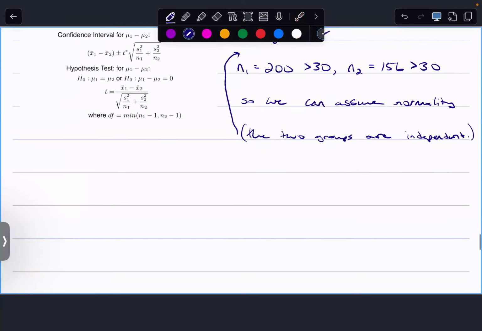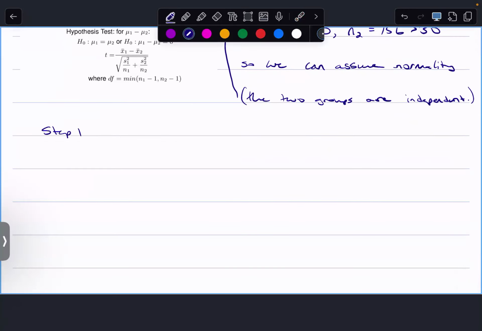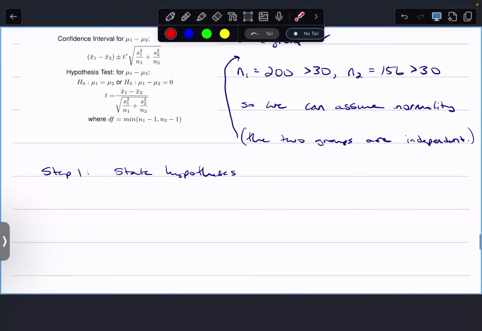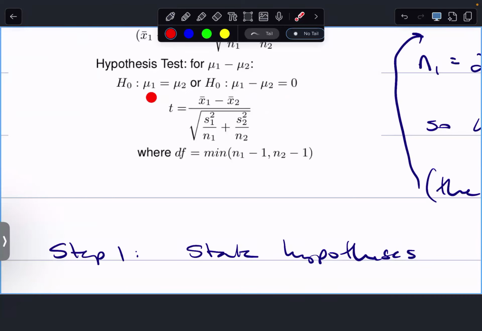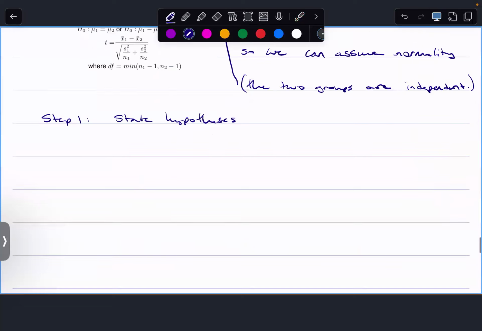Hypothesis test. Step 1. State the hypotheses. Now, like I said, it's kind of a choose your own adventure. They mean the same thing. If mu1 is equal to mu2, then of course mu1 minus mu2 is equal to 0. Right? They mean the same thing. So whichever one you like, you should use that. I tend to gravitate towards mu1 is equal to mu2, but I'll do both.